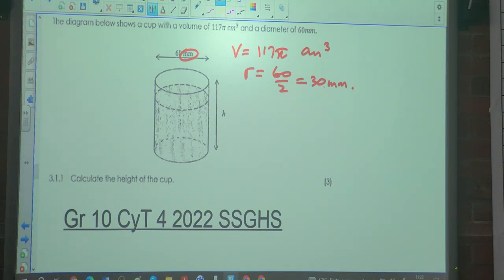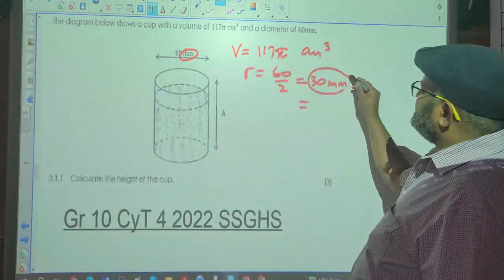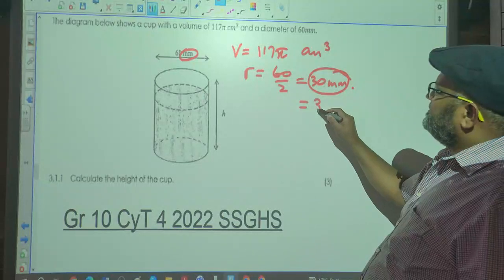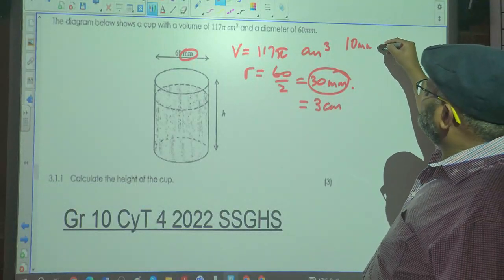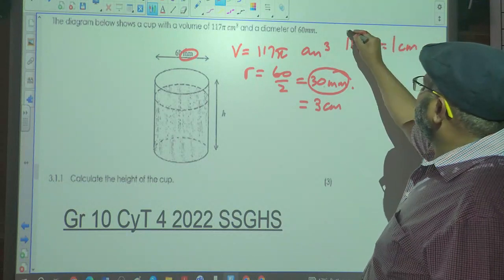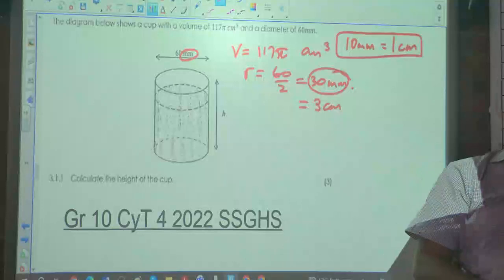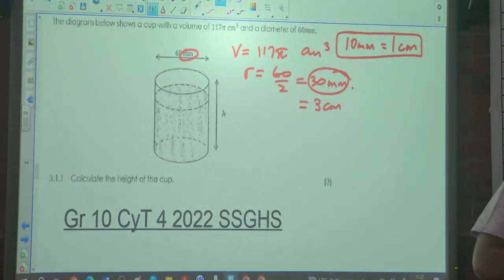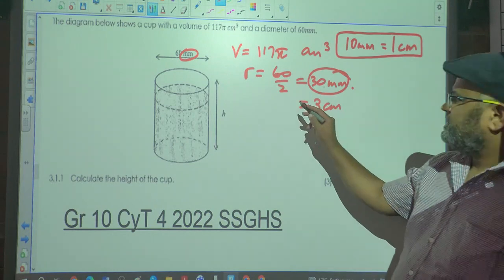Otherwise, we're busy with a rate or ratio, and then it can be in two different quantities. But because we're looking at volume, it has to be the same. So how many centimeters is this? 3 centimeters. Why? Because 10 millimeters equals 1 centimeter. So if there's 30 millimeters, it's actually 3 centimeters. That's your radius. Make sense?